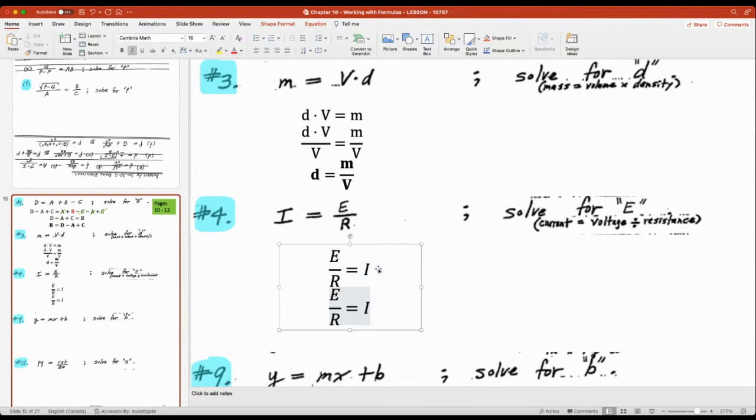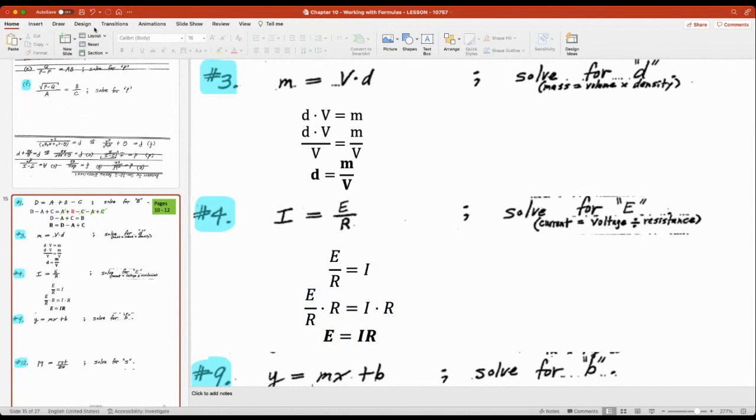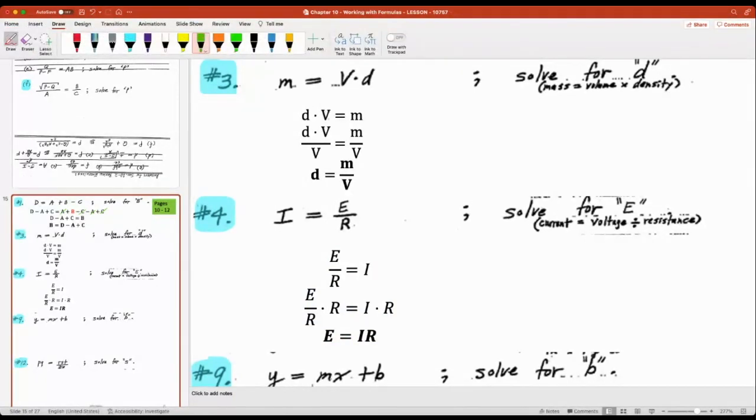So what is r doing with e right now? E is divided by r. So we want to multiply, because you want to do the opposite of divide. So then e is equal to i·r. I didn't put the dot in the answer, if you don't mind. It's fine. But anyway, that's that. Forgot to cross out my v's.